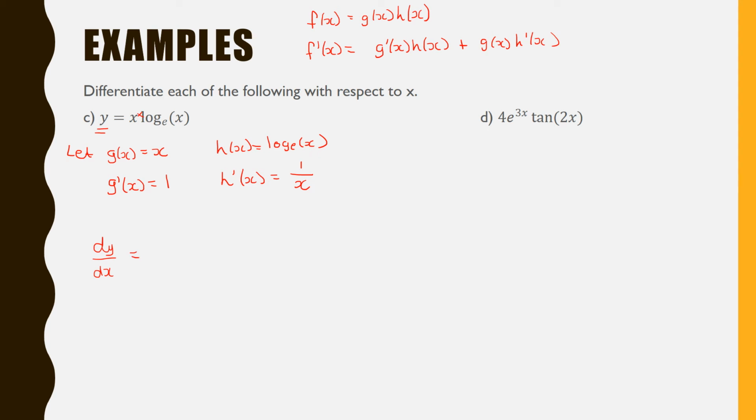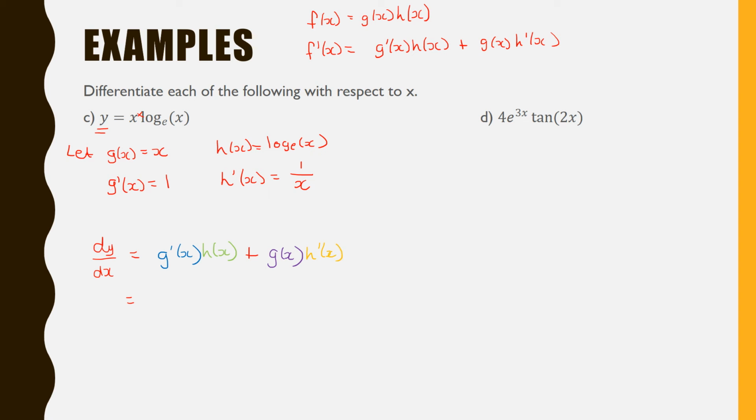But how we're going to get this is by using our rule that was given before. We will have our g dash of x function, and that is going to be multiplied by h of x. And when we add to that, what we're going to get is our g of x function, which is multiplied by h dash x.